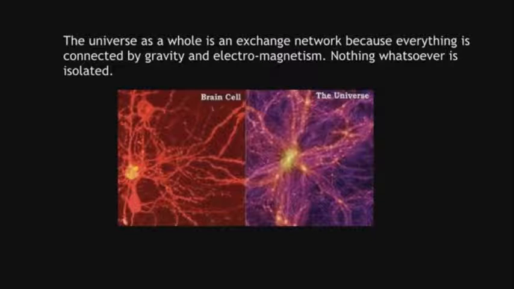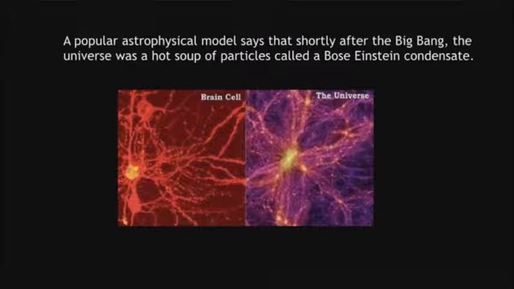Nothing whatsoever is isolated. And popular astrophysical models of the early universe say that shortly after the Big Bang, the universe was a hot soup of particles called a Bose-Einstein condensate. Now, this is actually the most popular view, that there was a phase which was a Bose-Einstein condensate.